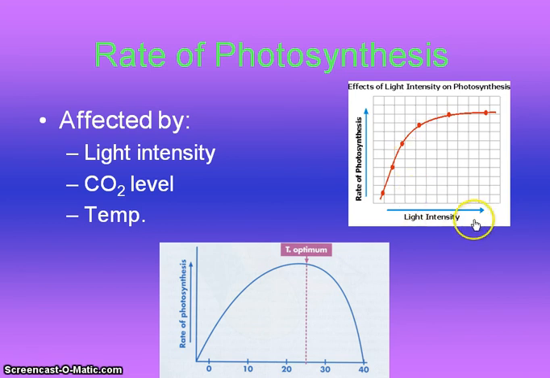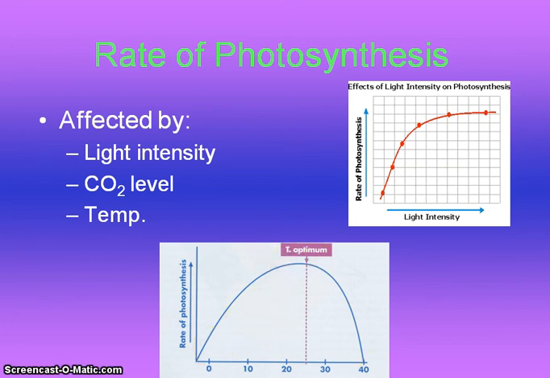The same thing happens with the carbon dioxide. The more of a reactant that you have, the faster the reaction can go. So it's going to keep speeding up until eventually it's going as fast as it can process, and it'll level off. Now, temperature behaves a little bit differently. It's more of a bell curve.